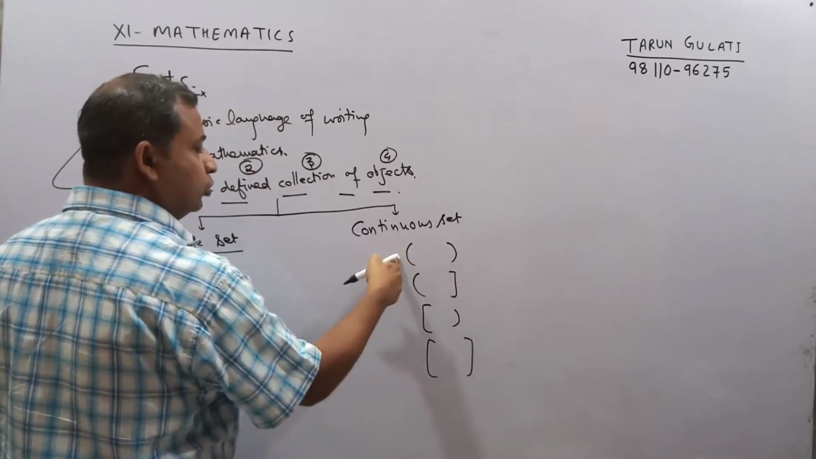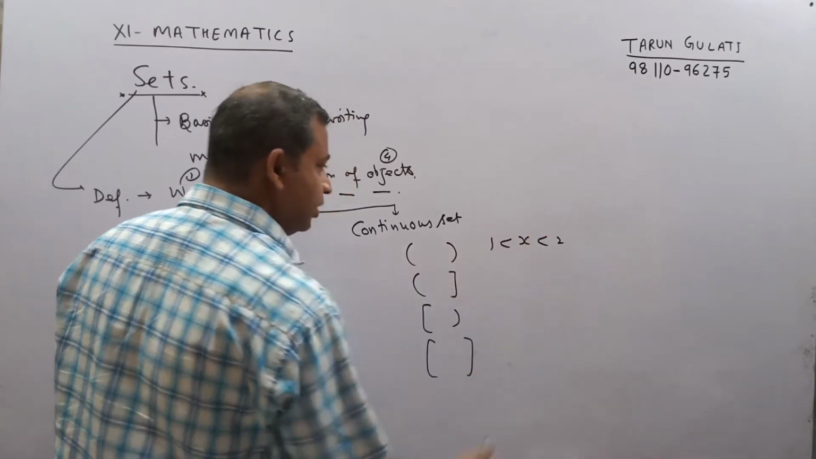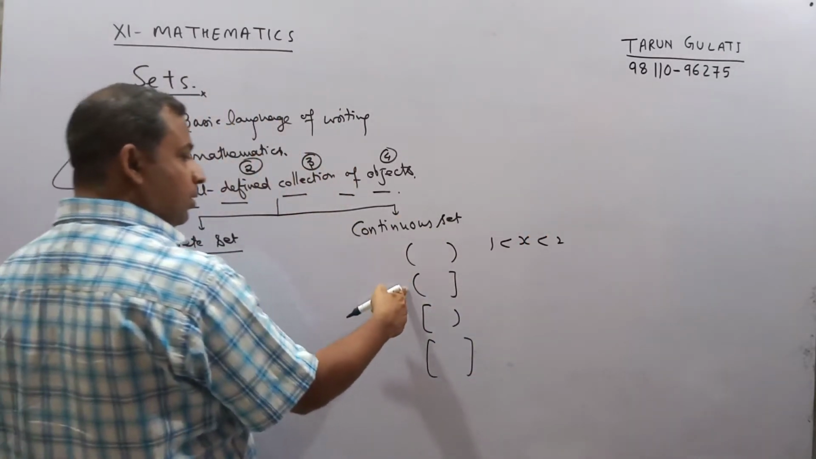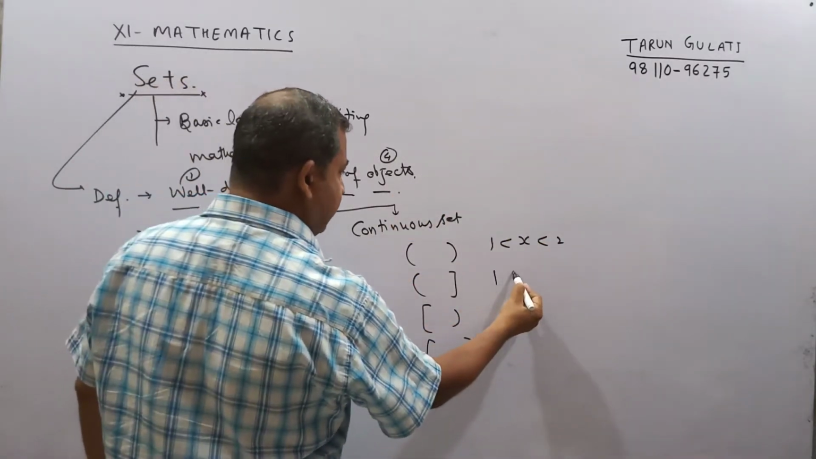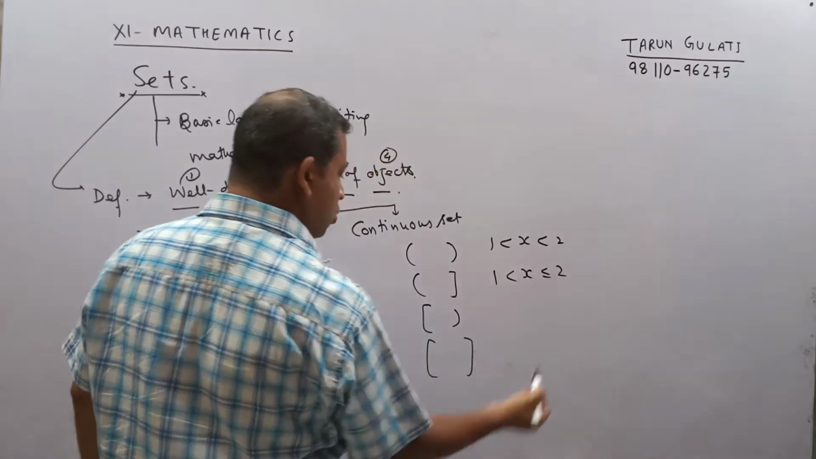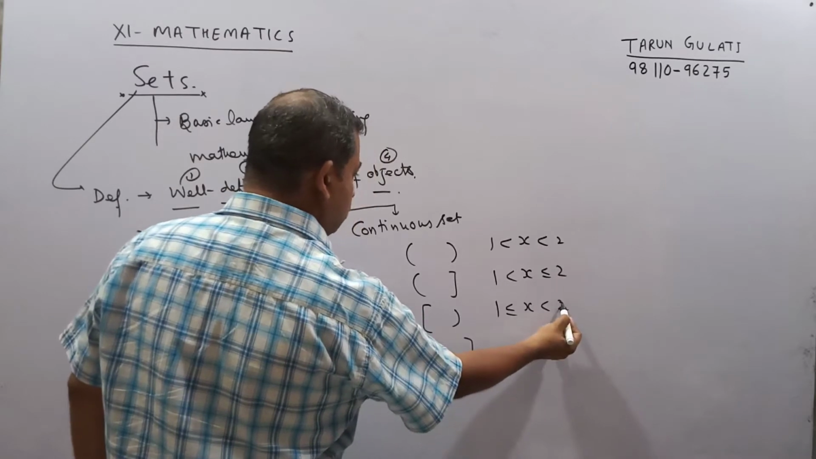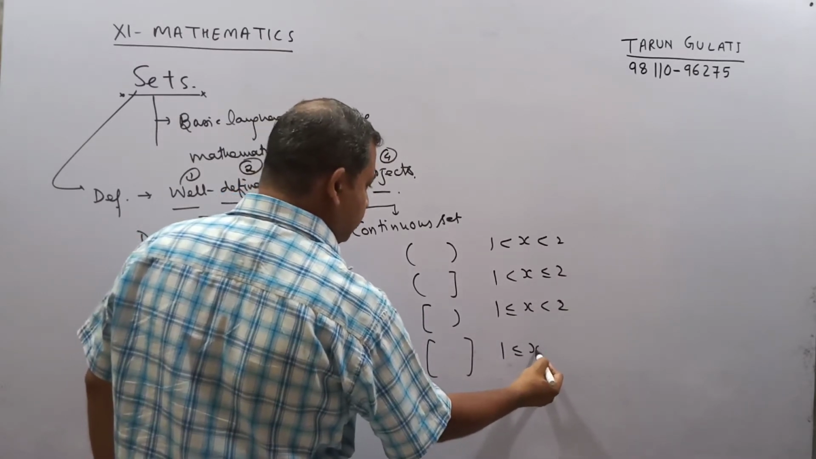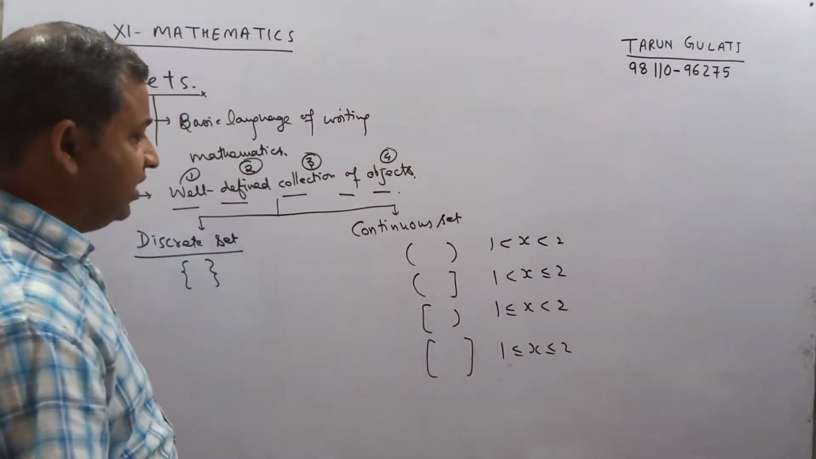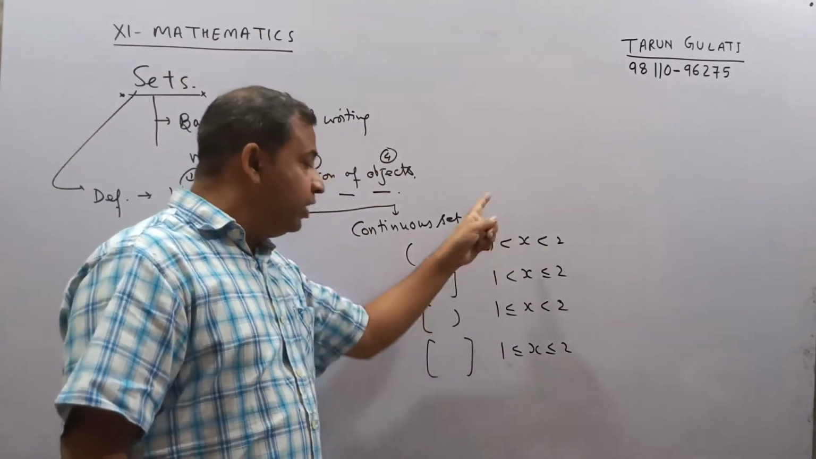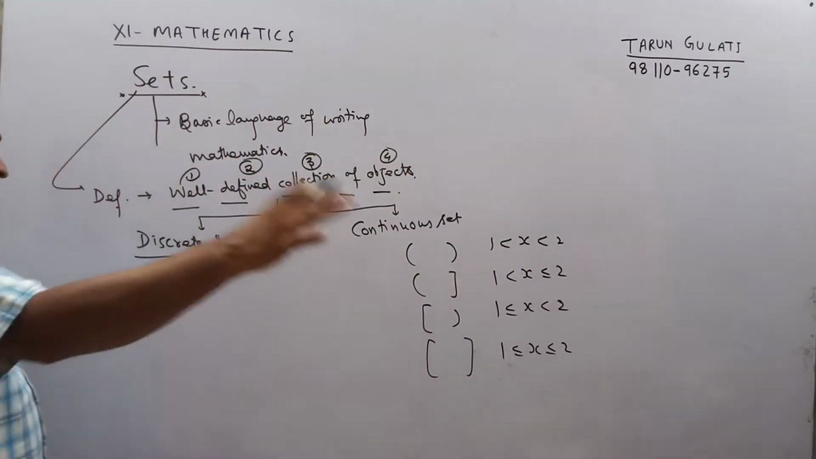It means both the terms are non-inclusive. For example, 1 is less than x is less than 2. Here 1 and 2 are non-inclusive. But continuous, real numbers between say 1 and 2. Here it is 1 is less than x is less than or equal to 2. Here 1 is less than or equal to x is less than 2. And here it is 1 is less than or equal to x is less than or equal to 2. See, there are real numbers between these 2 numbers, 1 and 2. So there are infinite real numbers. These are continuous sets, which are infinite actually.